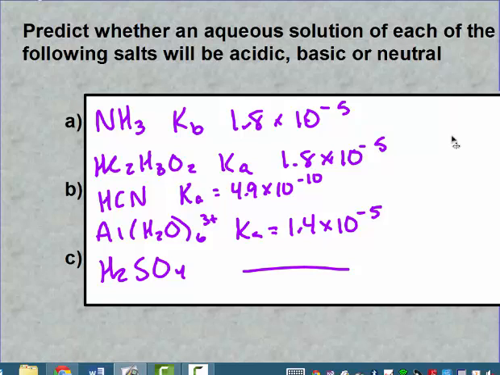Well, aluminum has a +3 charge, so +3 charge, +4 charge. Those are highly charged metals.